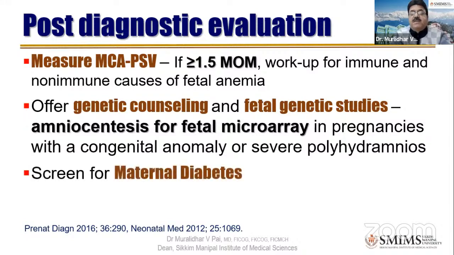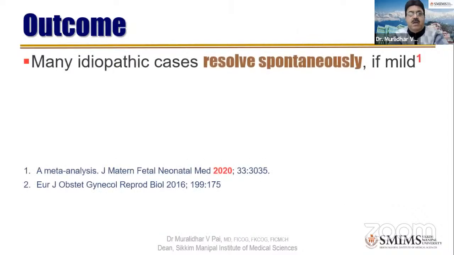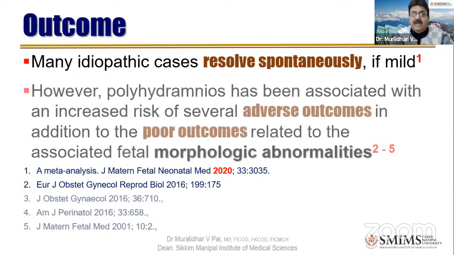Screen for diabetes mellitus. That is the minimum that we have to do. TORCH is an unlikely cause of isolated polyhydramnios, and we do not do it now to screen for it. The outcome: many idiopathic cases resolve spontaneously if the cause is not a very big anomaly in the fetus, and especially if it is mild.